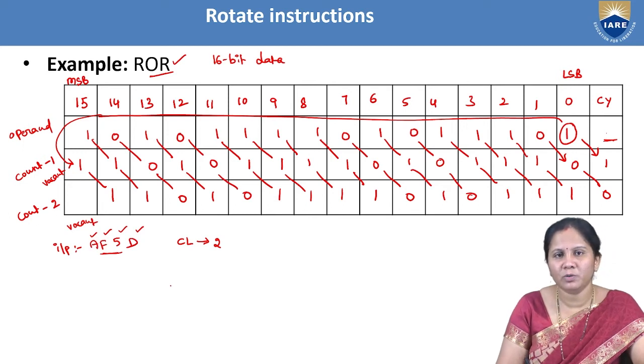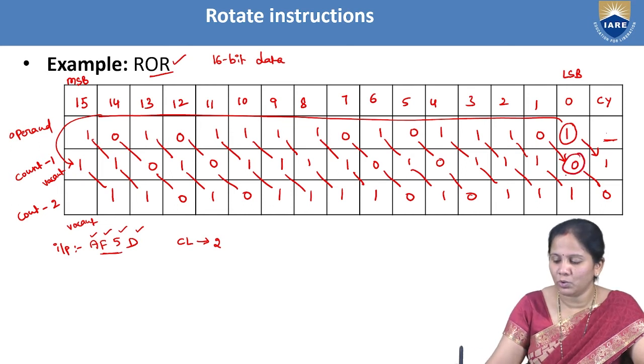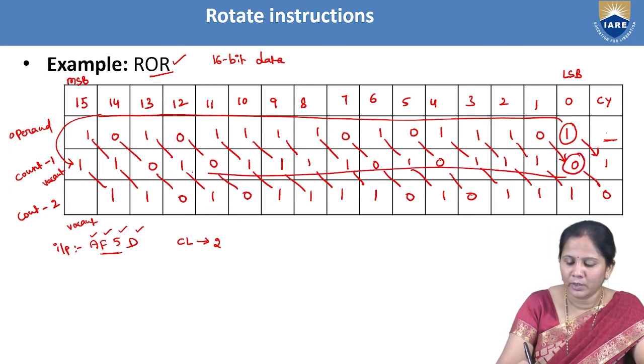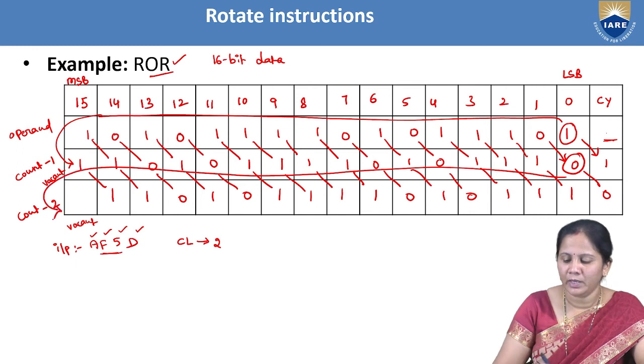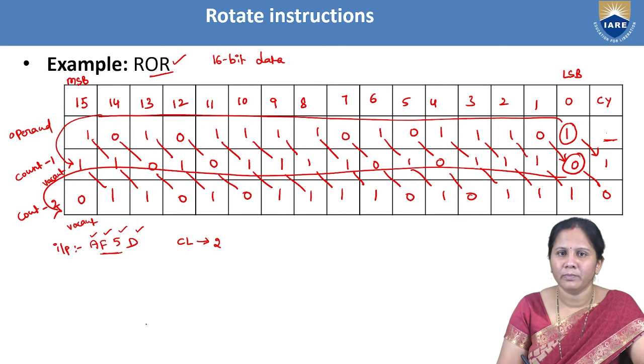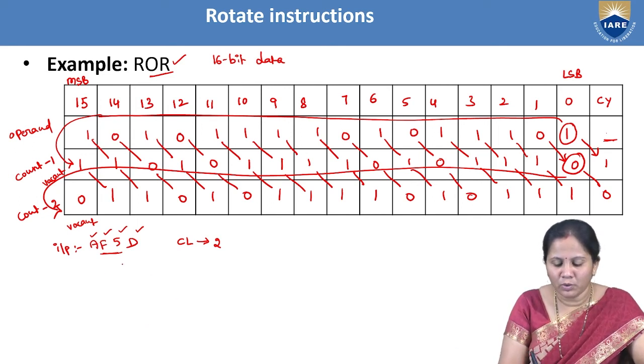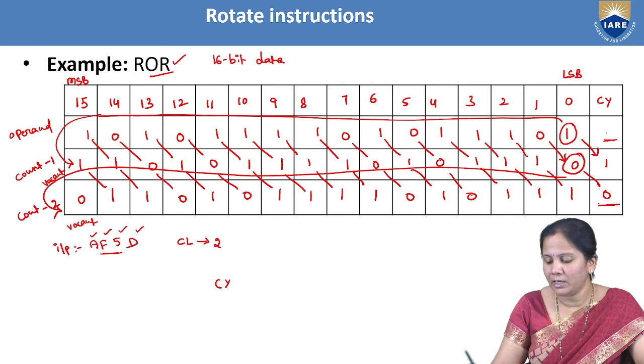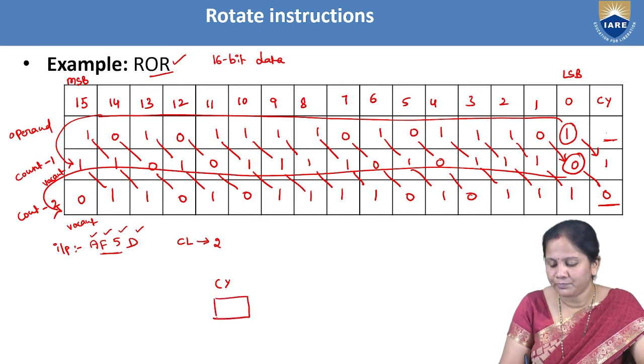So the MSB bit should be filled with the LSB bit. In the previous case here, the LSB bit is 0. So this 0 bit will be rotated to here, and here it is 0. Here also excluding carry. Now, what will be stored in the carry flag? Here the carry bit is 0.